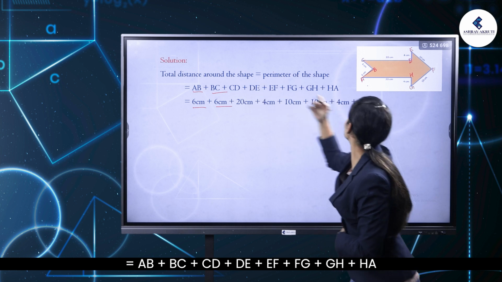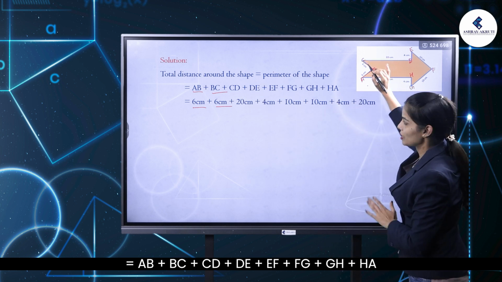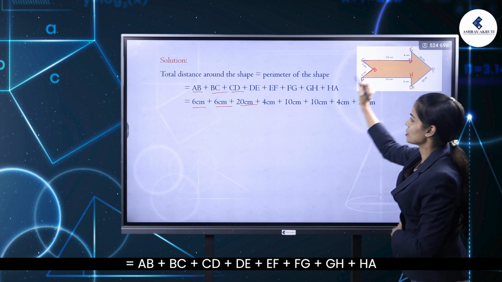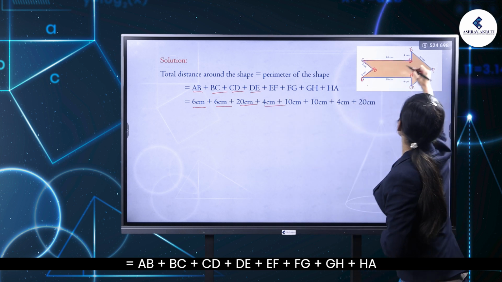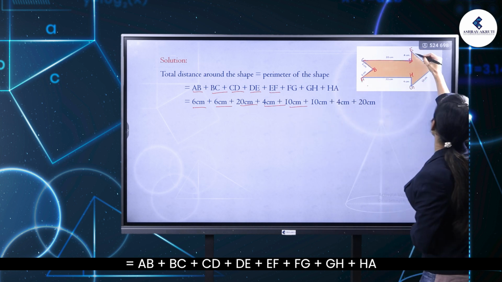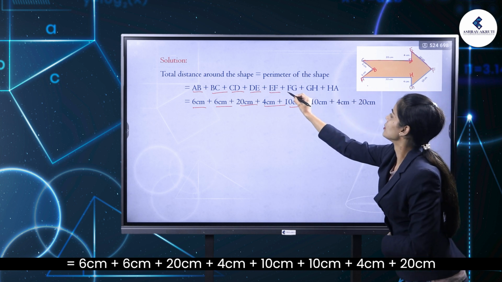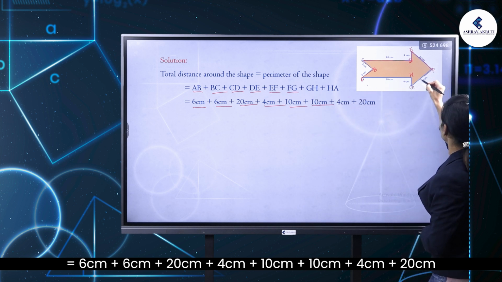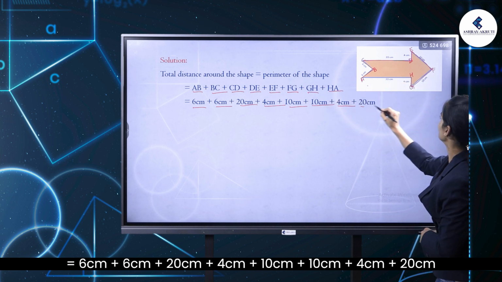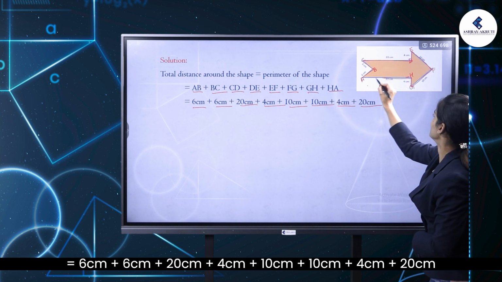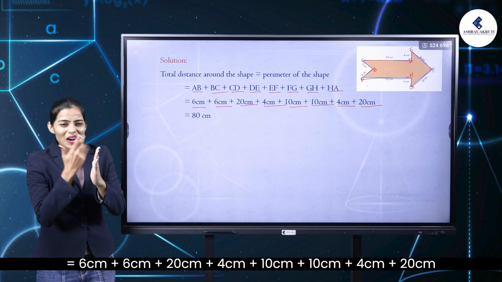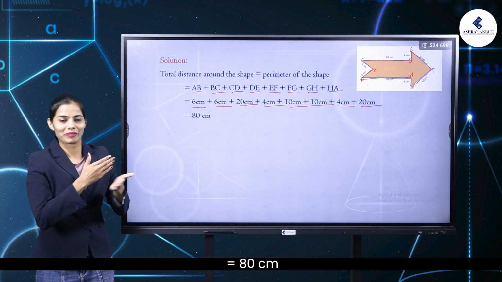AB plus BC plus CD plus DE plus EF plus FG plus GH plus HA is equal to 6 cm plus 6 cm plus 20 cm plus 4 cm plus 10 cm plus 10 cm plus 4 cm plus 20 cm, is equal to 80 cm.